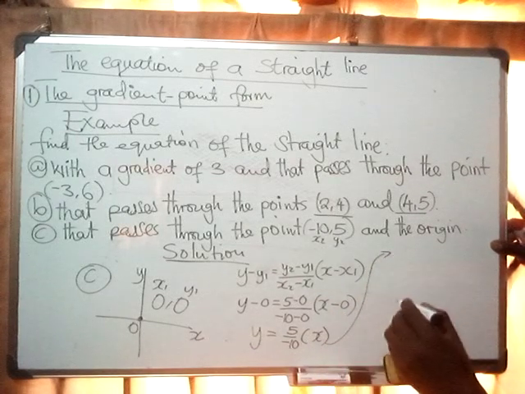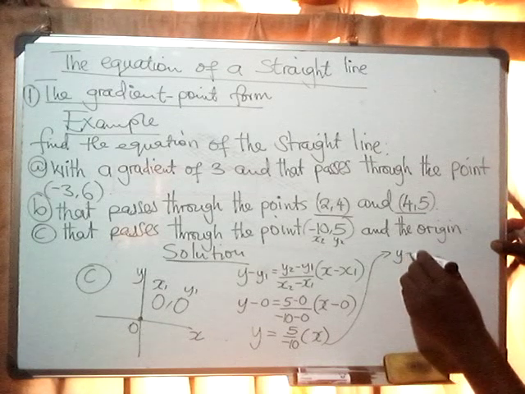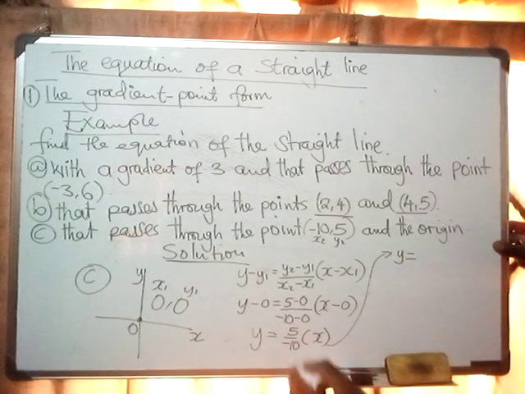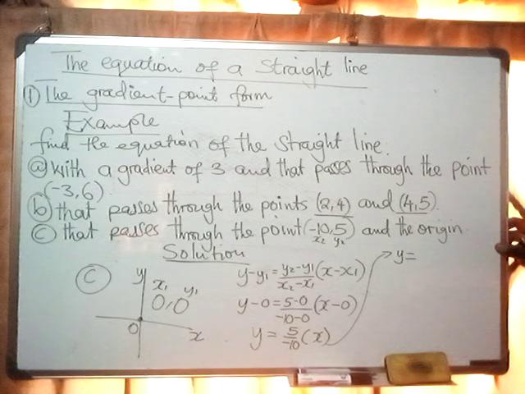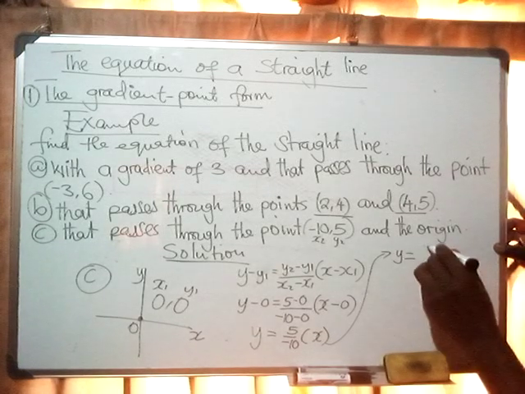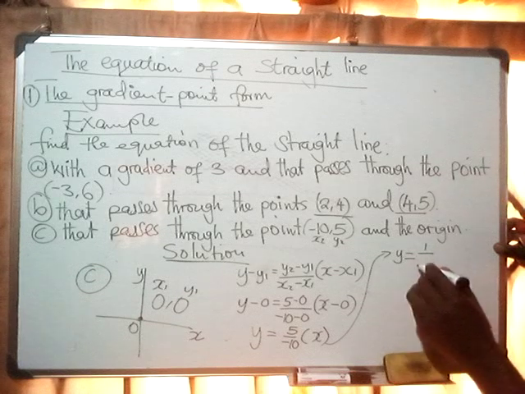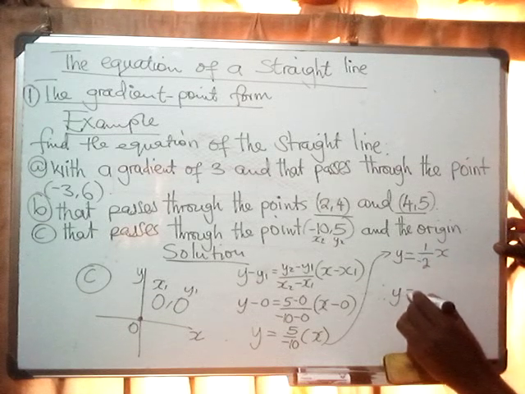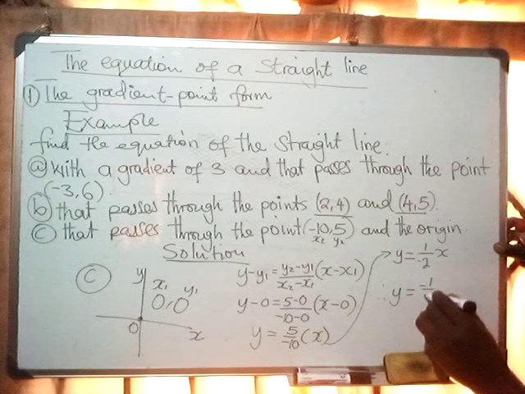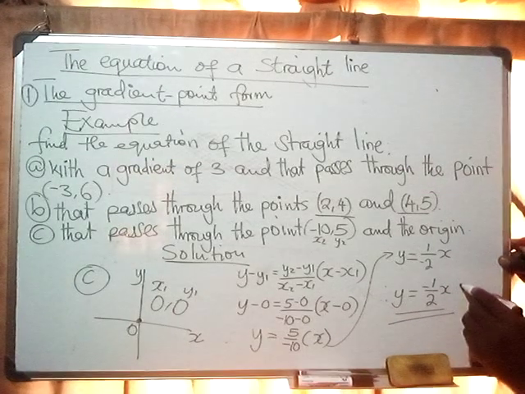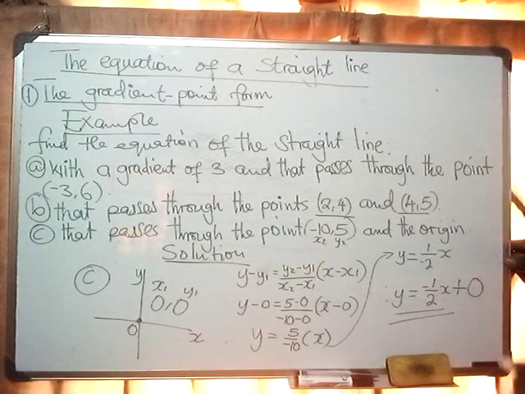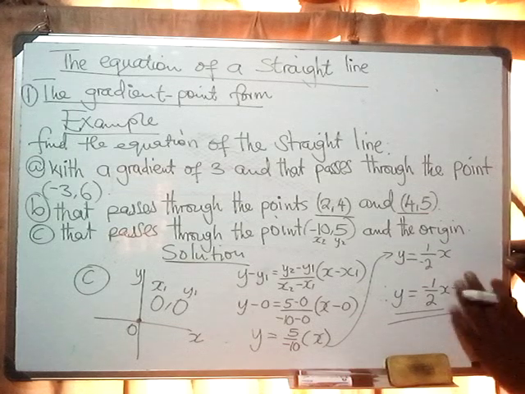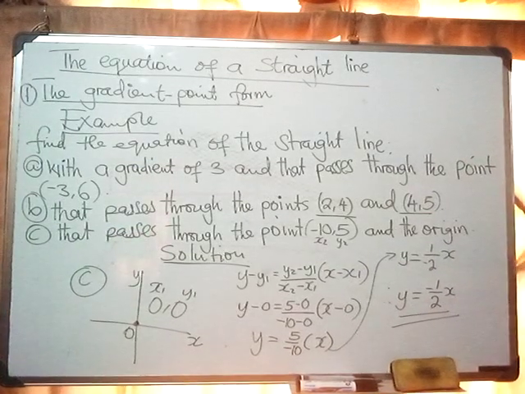So y is equal to, now look at this 5 and the negative 10, they have a common factor which is 5. 5 into 5 is 1, 5 into 10 goes 2. So it will be negative 2 and x. Therefore, our final answer will be y is equal to negative 1 over 2x. Remember, you can put even the y-intercept, which is 0, but if you just leave it, there is no problem. This one is our final answer.